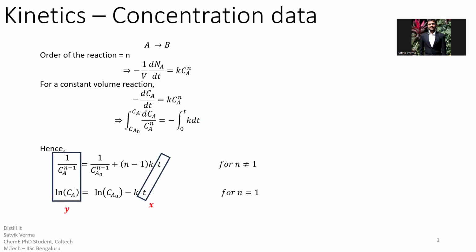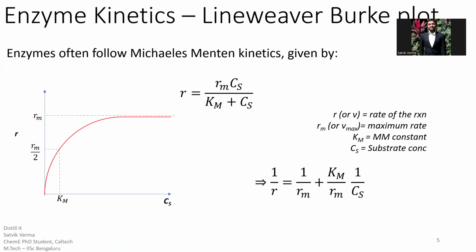Similarly, for the previous thing, you could again linearize these equations. So you will be able to get the rate constants out of this, right? Another very interesting application comes in enzyme kinetics. So enzymes generally follow what is known as Michaelis-Menten kinetics.